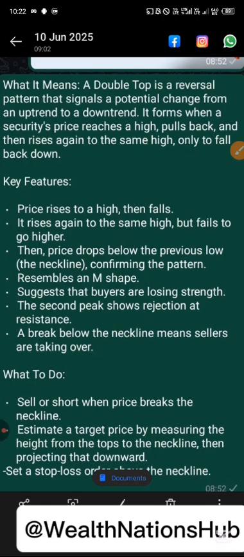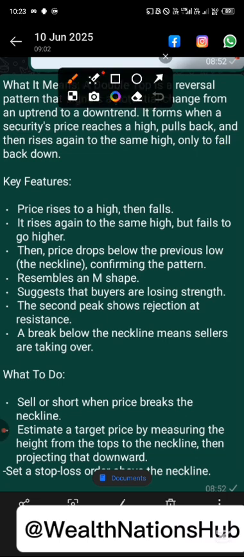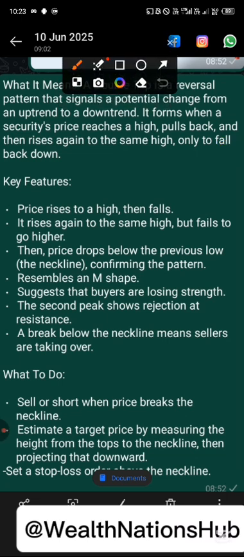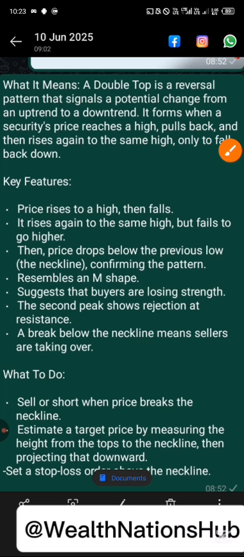A double top is a reversal pattern that signals a potential change from an uptrend to a downtrend. It forms when a security price reaches a high, pulls back, and then rises again to the same high, only to fall back down. Now I want to advise you to make sure you pause this video so that you can go through this write-up. Ensure you go through the write-up very well. Now let's check it in the graph.